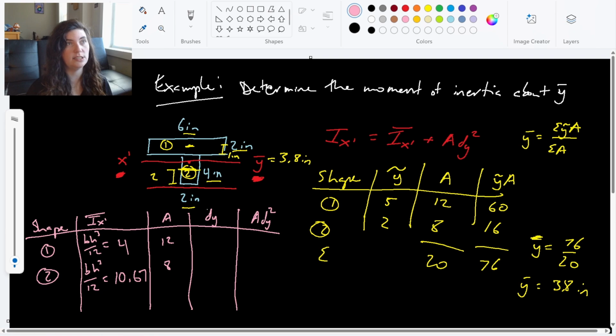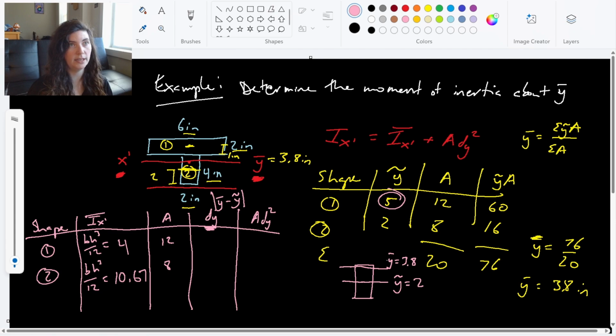Areas stayed the same. Now dy. dy is going to be the distance between y tilde and the y centroid. Right, this value is going to be the absolute value of y tilde minus the y centroid. For our shape here, y tilde was 2, but the y bar was 3.8. It's the difference between these two. So for our first one, it's going to be 5 minus 3.8. This centroid was 5, and then minus the y bar, 3.8, gives us 1.2. And then for the second, if we subtract them, 3.8 minus 2, 1.8.